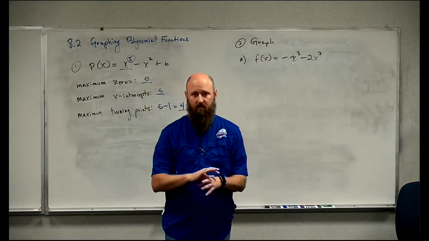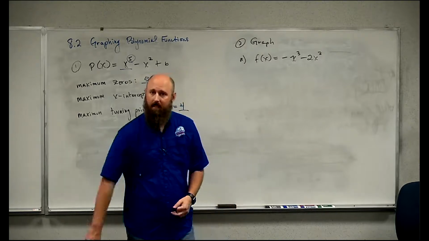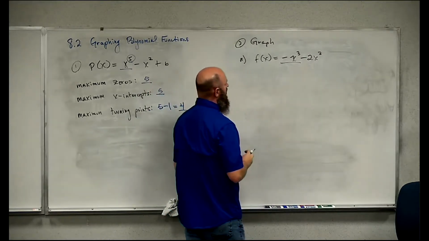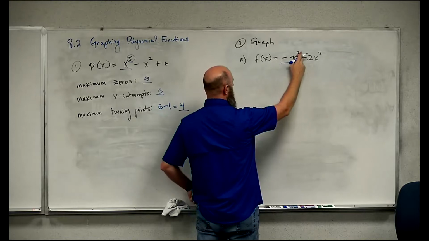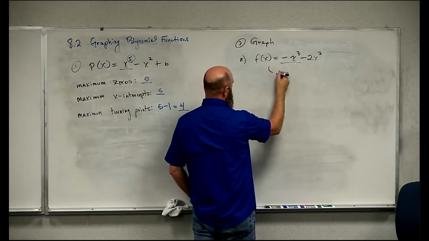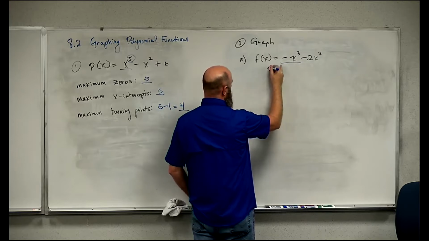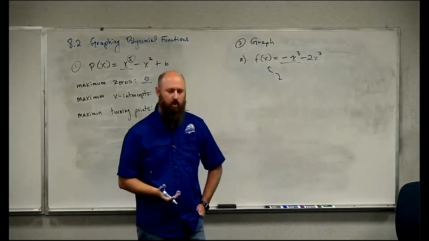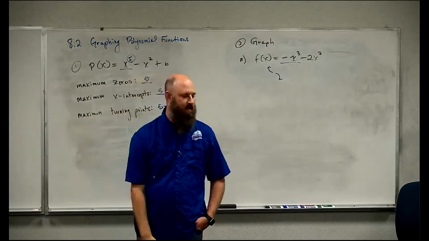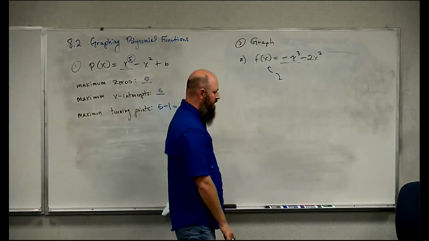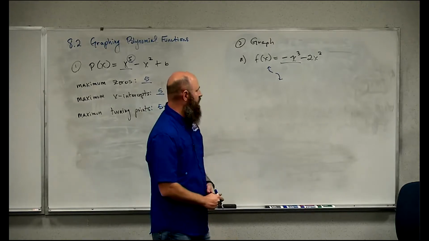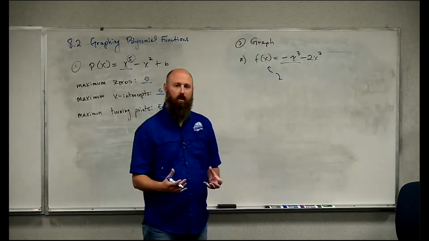Now, before I even start trying to break it down, I want to look at the leading term. Here, my leading term is this negative x to the third. Since this is odd and this is negative, that lets me know that I should have a graph that has this type of shape to it. We don't know what's happening in the middle, but it's going to have that essential shape. Now, the next thing we need to do is try to find the zeros.